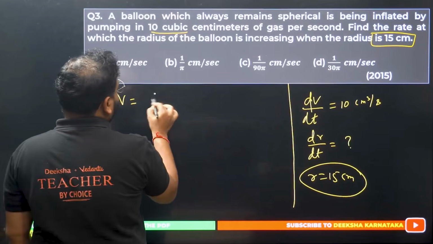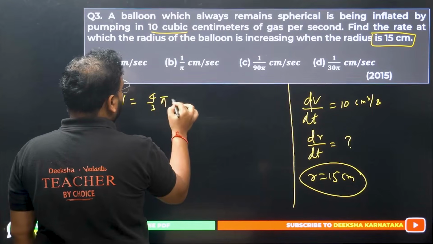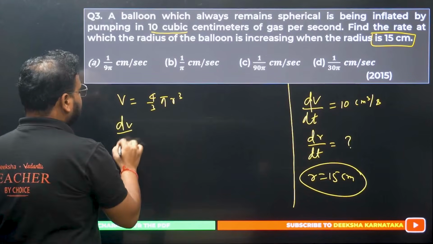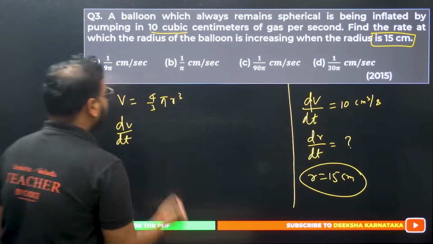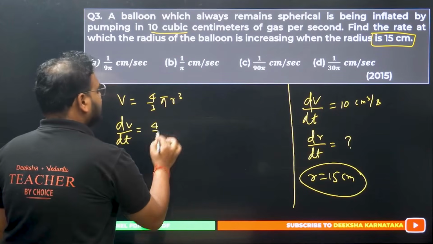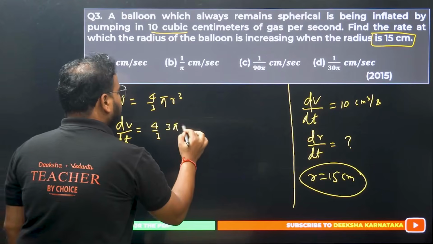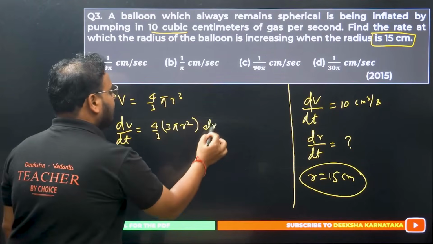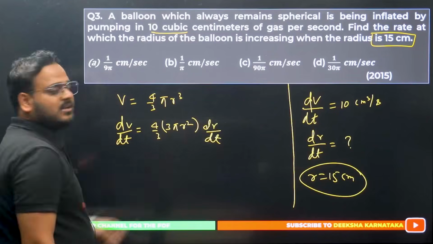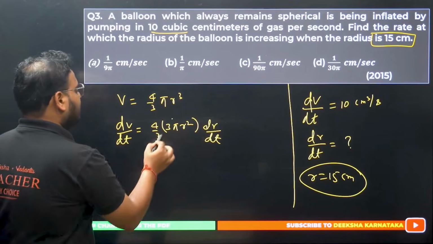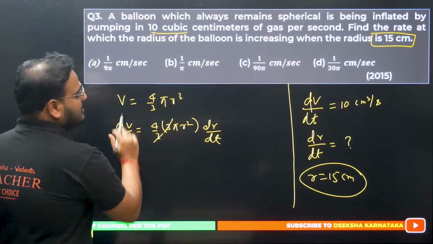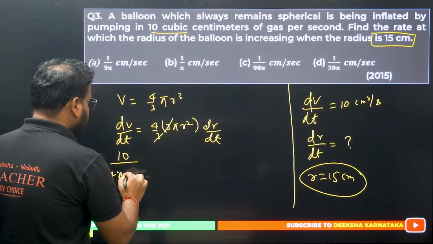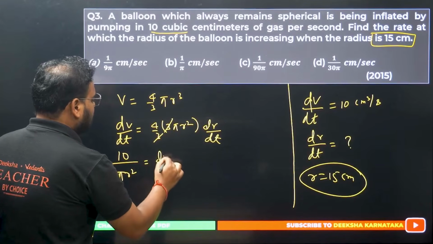Let's find the V first. So V is nothing but 4 by 3 pi r cube. That's the volume of a sphere. Let's differentiate it. We're going to write here dV by dt because we have the variable given as dt over here. We'll have this 4 by 3 as a constant. This will become 3 pi r square, and of course we have to write dr by dt over here. All of you agree? Because the variable is t. 3 and 3 gets cancelled. We can move all of this over here. This value is 10, right? This value is 10 divided by 4 pi r square equals to dr by dt.